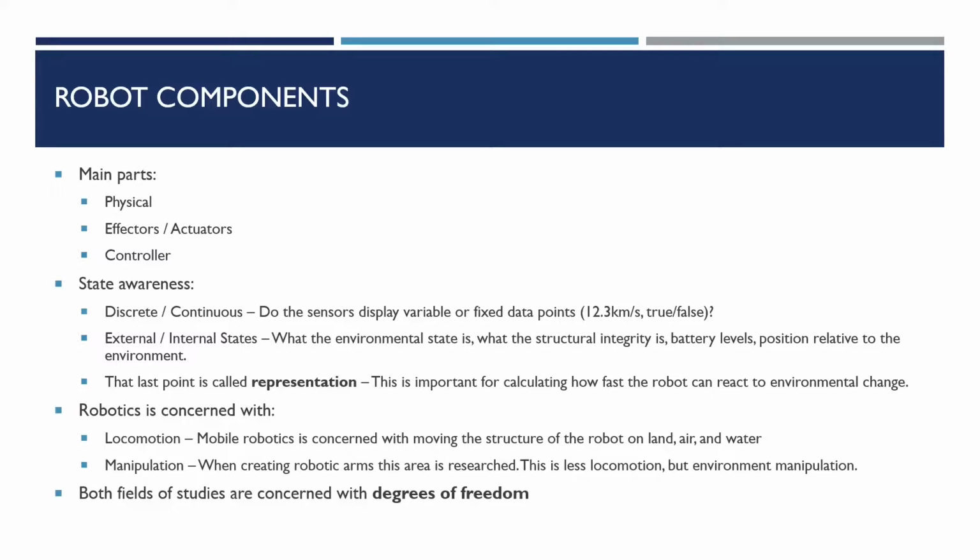So robotics is concerned with two main areas, locomotion and manipulation. Locomotion is when it's moving through land, air, and water. Manipulation is more about manipulating the environment. Think of robotic arms. Both fields are concerned with degrees of freedom. When someone's talking about degrees of freedom, they're talking about how much mobility a robot has.